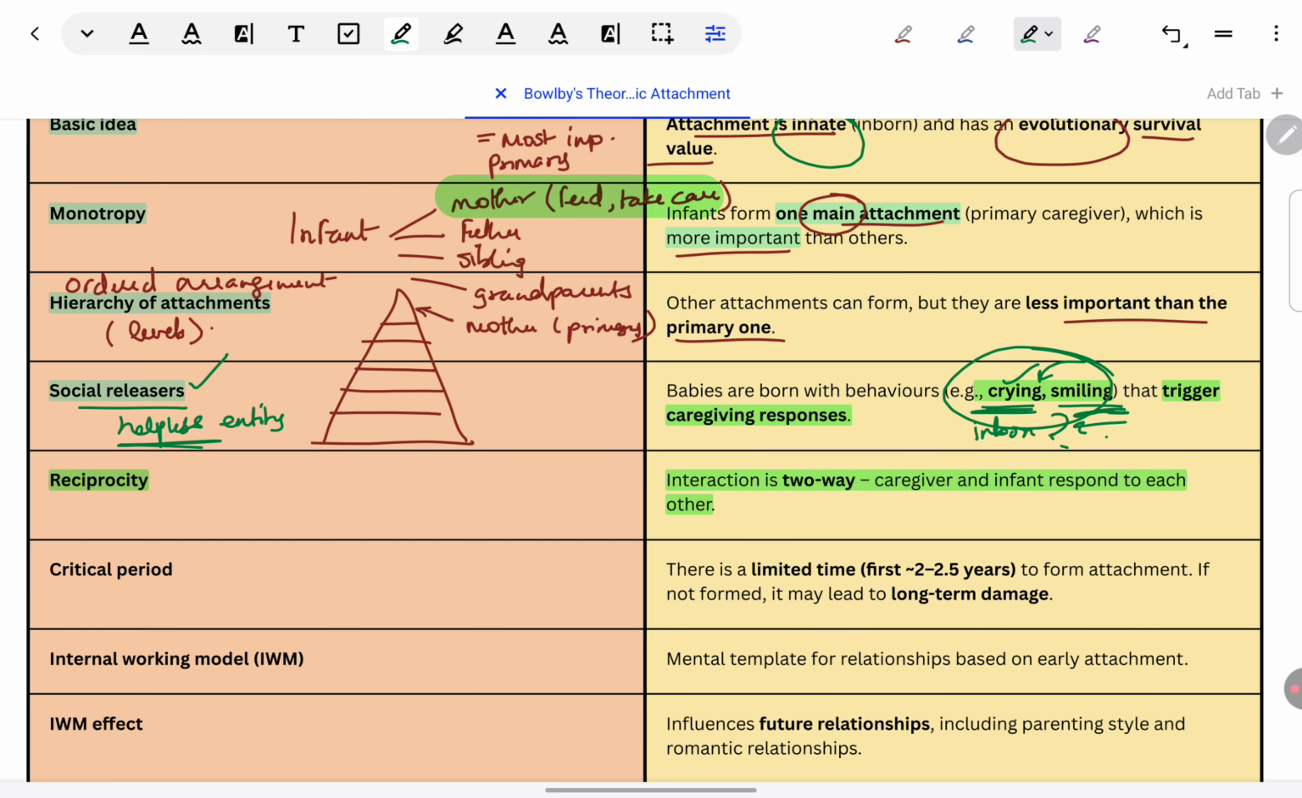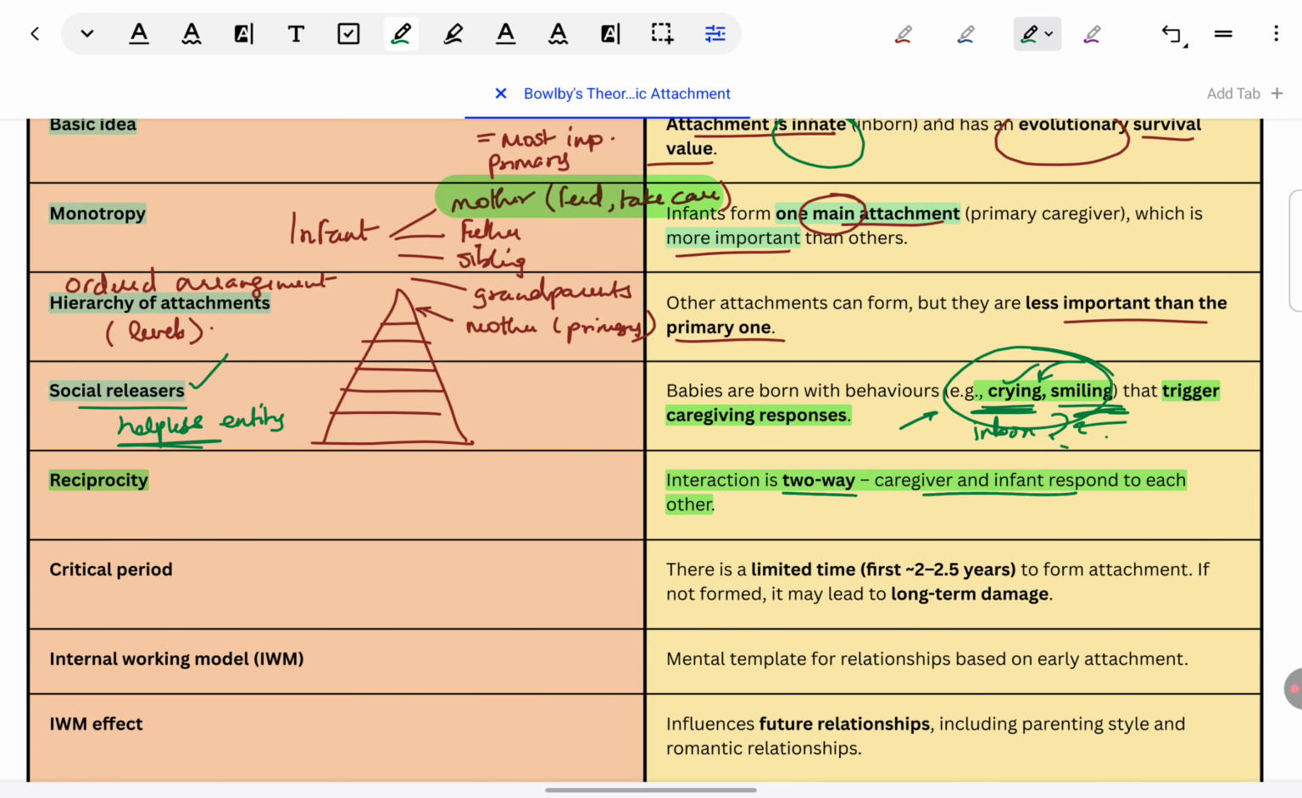Schaffer and Emerson had shown that attachment is two-way. Caregivers and infants, they interact in two ways. Like so far, what we've been seeing, we might get the impression that it's the baby who's always crying, smiling, and the mother who's always coming and checking out what the baby needs. So it's like the baby is the one in distress who needs help, and the mother is the help provider, which is true. That is their role. But it's not as if the baby is all passive and the mother is all active.